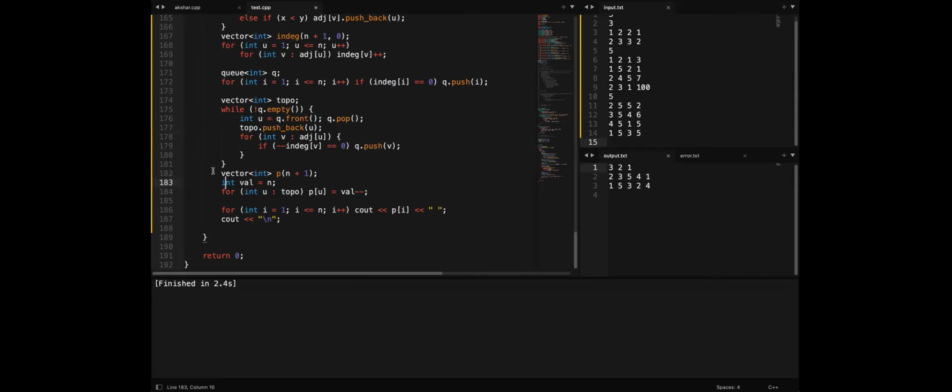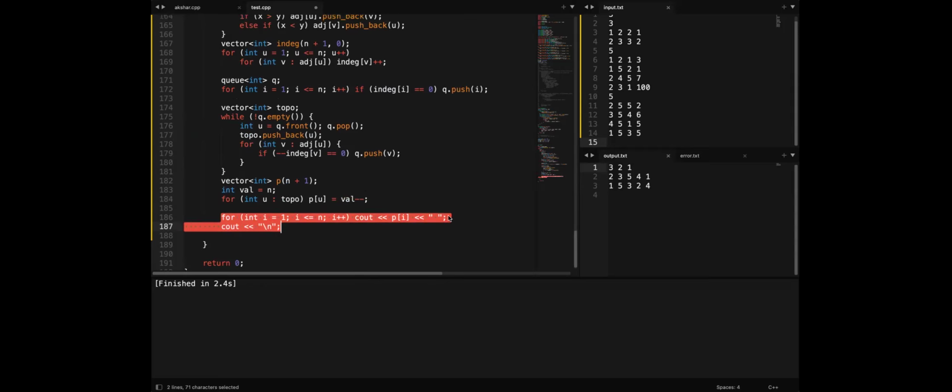Now you will create this permutation vector. Your initial value will be n. For u in topo, so we will iterate over the topo, and p of u is equal to value minus minus. Okay, and this is post decrement, which means first value will be assigned to p of u, and then it will be decremented. Okay, so this was what we were talking about. Then you will print your permutation. I think it was very simple. So yeah, this was all about the problem C solution. See you.